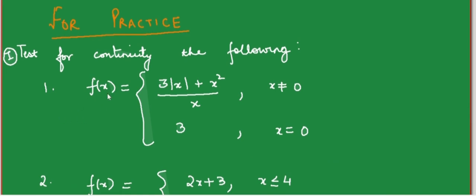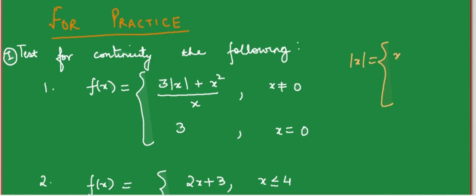Now there are some questions for practice which you can take screenshots and solve here. Test for continuity the function 3 mod x. Mod x, I hope everyone knows here. Mod x is the modulus function or absolute value function. It takes the same value x. If x is greater than 0, the value will be x only. So let me write it properly for your help.